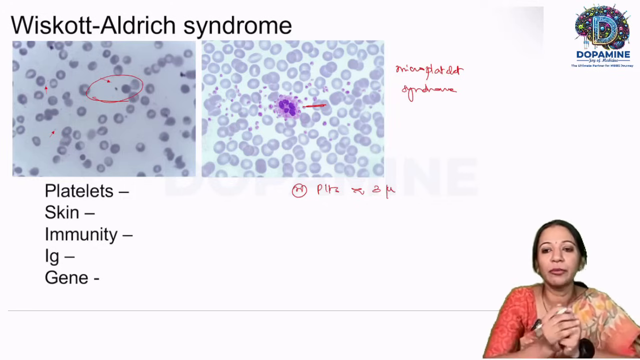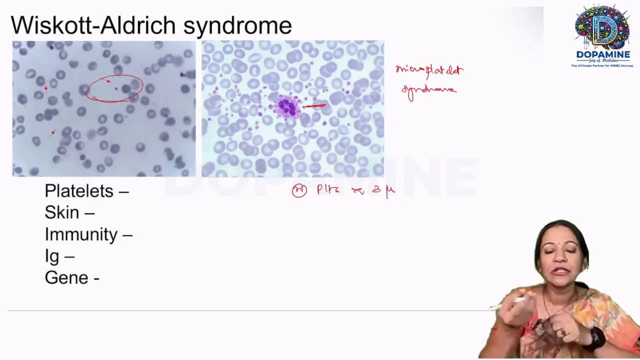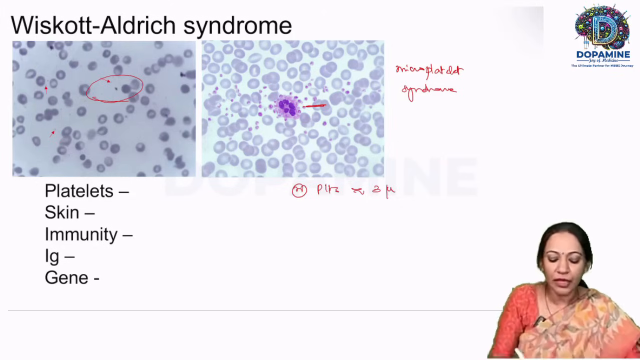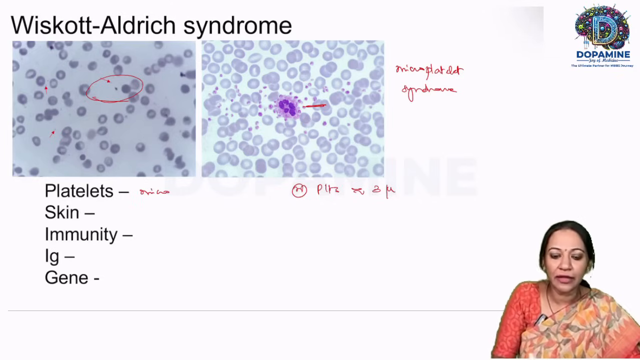So when we do the complete blood count in the auto-analyzer, the analyzer sometimes misses these sizes. So the patient clinically in the CBC will have a thrombocytopenia. How are the platelets going to be? They are all microplatelets. In the skin, they can have eczema.